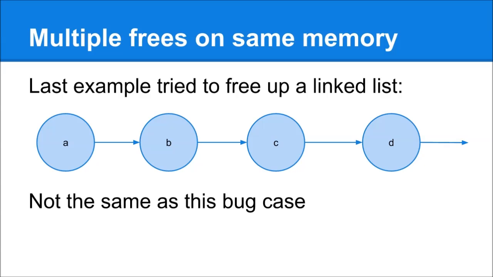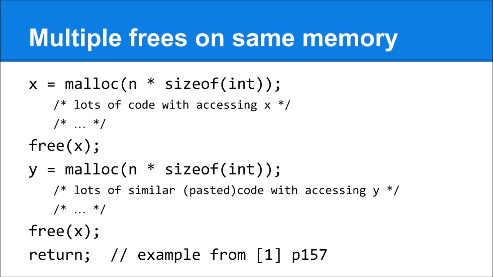So let's see. Not all examples of this bug work like that on a linked list. Multiple frees on the same memory. Say you have a developer who copies and pastes a lot and doesn't do object-oriented coding well. And you'll see a code chunk like x equals malloc n times size of int, do a lot of stuff, and then free it at the end.